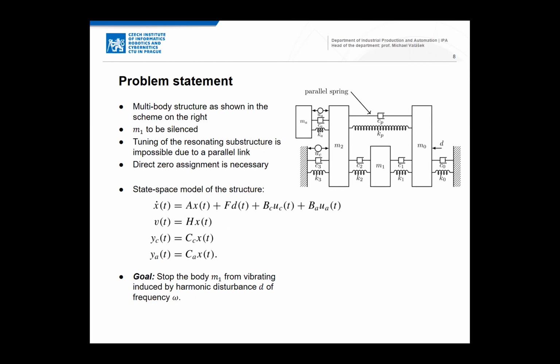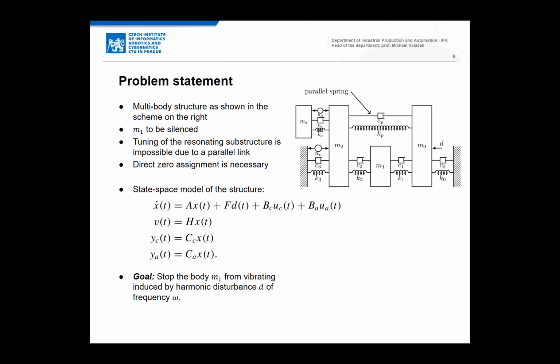In this article, we focus on a multi-body system with a parallel spring between bodies M0 and M1. To briefly describe this system, there is a harmonic disturbance D coming from the right side. We want to stop the vibration of M1, and the absorber is on the left.